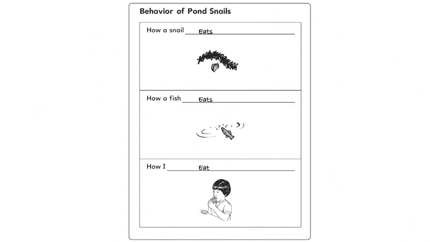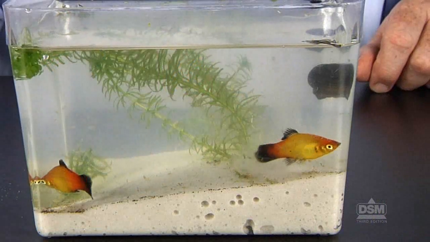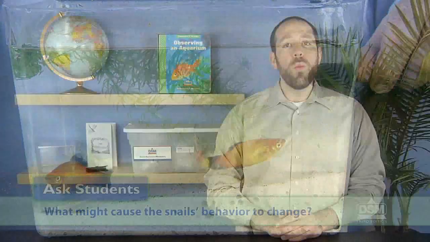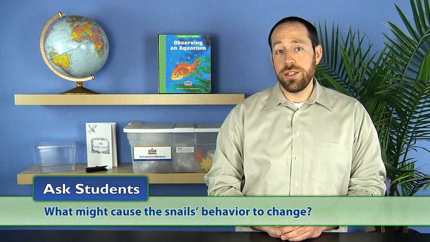each exhibits that behavior. Then, have students recall what caused the fish's behavior to change in the last activity. Ask students what might cause the snail's behavior to change. Accept all reasonable answers. Elicit that changes in or around the aquarium might cause the snails to behave differently. Inform students that they are going to observe how a snail reacts to motion, touch, and sound.